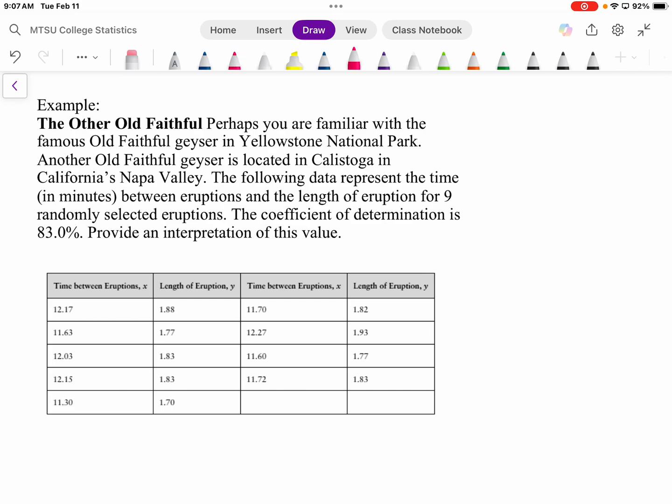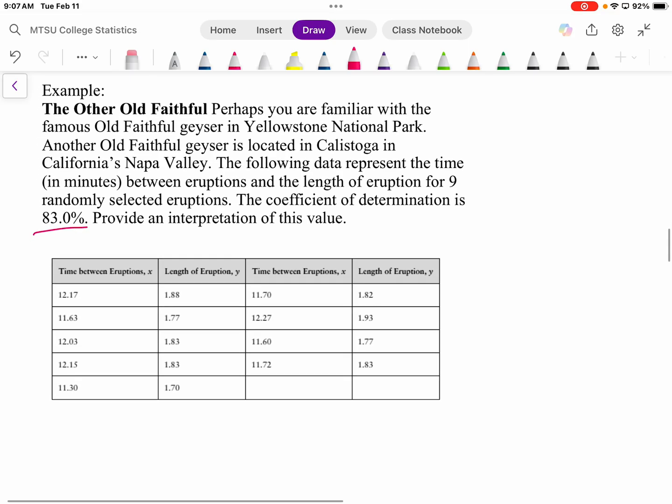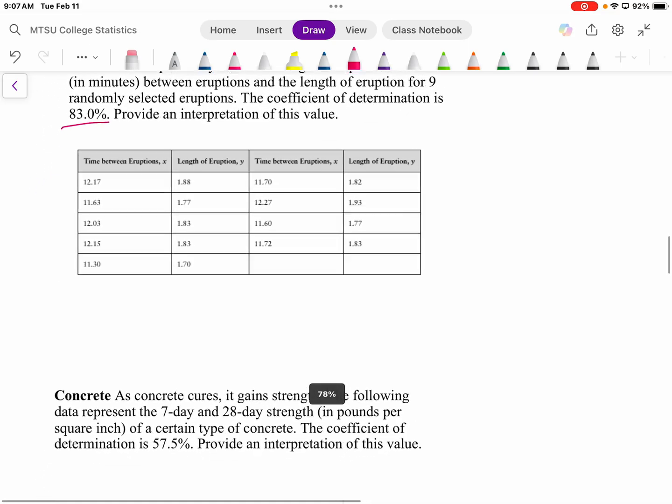The Old Faithful, the other Old Faithful. Perhaps you were familiar with the one in Yellowstone. There's another one in Napa Valley, California. The following data represents the time in minutes between eruptions and the length of eruptions for 9 randomly selected eruptions. The coefficient of determination is 83%. Provide an interpretation of this.